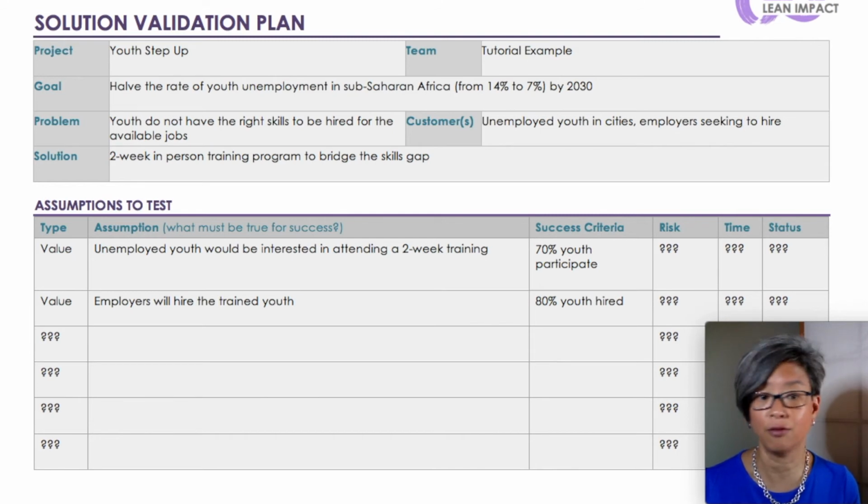It's not good enough if only 10% of employers are going to hire the youth, because then I'm unlikely to be able to make a dent in the problem that I'm aiming to do.